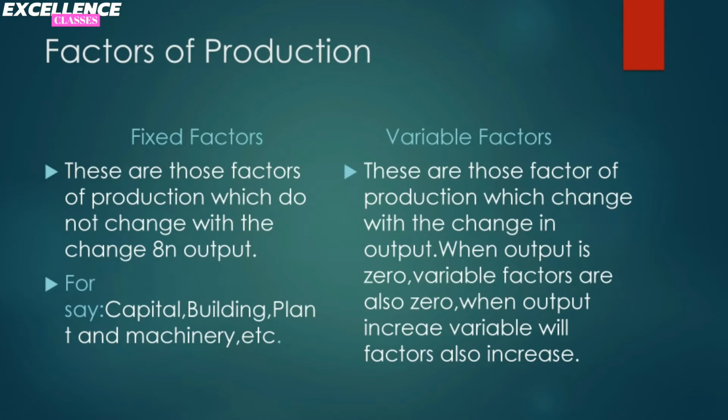On the other hand, variable factors are those factors of production which change with the change in output. For example, when the output is 0, variable factors are also 0. When output increases, variable factors will also increase.